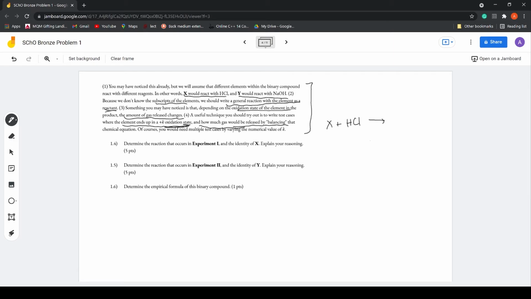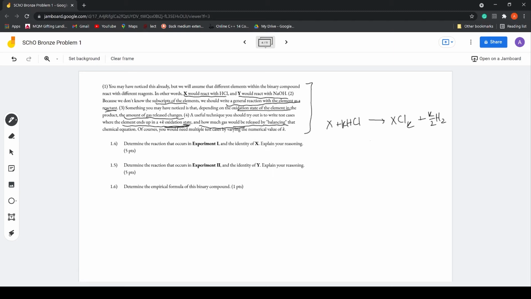Chlorine has the -1 oxidation state. So we're going to need K amounts of chlorine for X to have a +K oxidation state. It's going to have XClK, and we're going to have hydrogen gas formed. Now we just got to balance this expression, right? So we need K HCl's to balance the chlorines, and then we need K over 2 hydrogen gases to balance the hydrogens. So, okay, now we just wrote the reaction in experiment 1, but we got to figure out what X actually is, right?